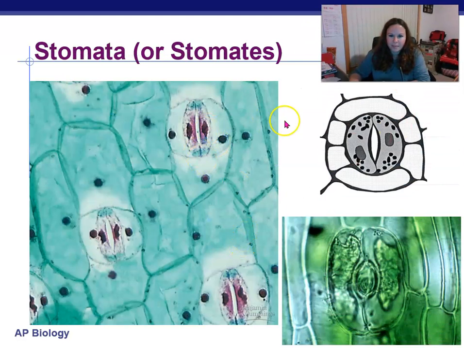Again, remember chloroplasts, the organelle where chlorophyll is. All right, there's our stomata, also called stomates. I've also seen them called stoma. These little cells here are kind of oblong shaped. They have the ability to contract and close up or dilate and open.